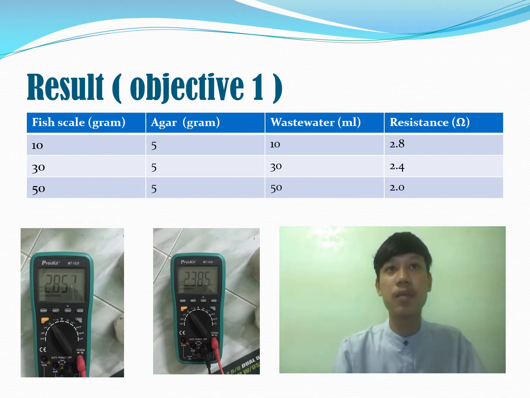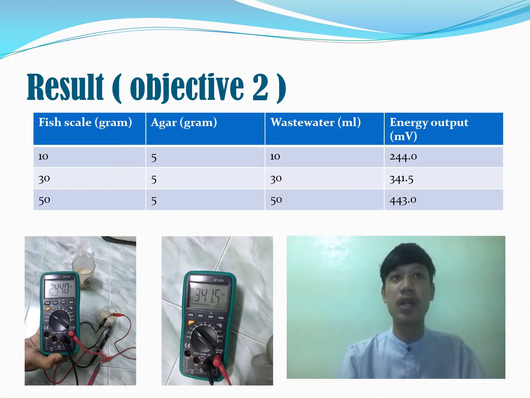For the result of objective 1, the higher the weight of fish scales, the lower the resistance. For the result of objective 2, the higher the weight of fish scales, the higher the energy output.